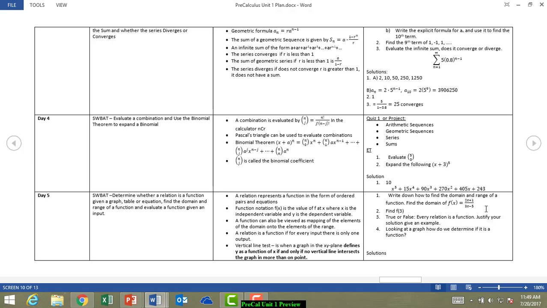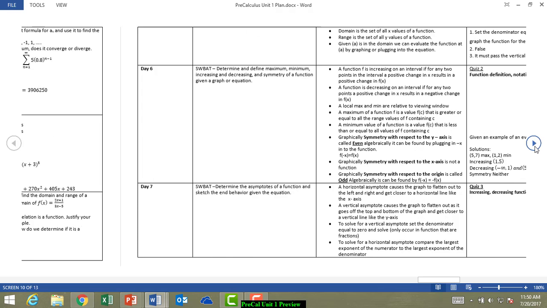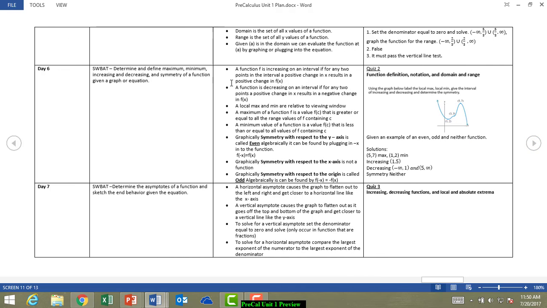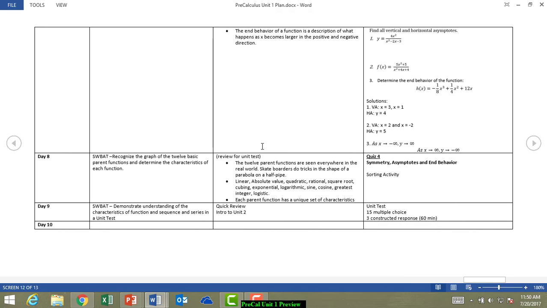Day 5, we look at what is a function and its relations to domain and range. Day 6, we look at max and min's, increasing and decreasing, and symmetry. Basically the key characteristics that we follow throughout the year. Day 7, we look at asymptotes and end behavior. And day 8, they look at all 12 parent functions. This is a good time to use a sorting activity. I've posted several examples of sorting activities on the Blackboard.